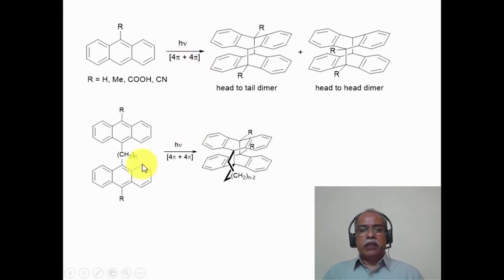When the two anthracene units are tied up with a long chain, the long chain can be anywhere from 6 to 8 carbon atoms in this particular case. The minimum number of carbon atoms that is necessary is 2 carbon atoms in this particular instance.